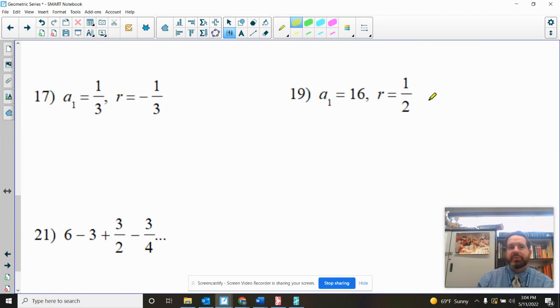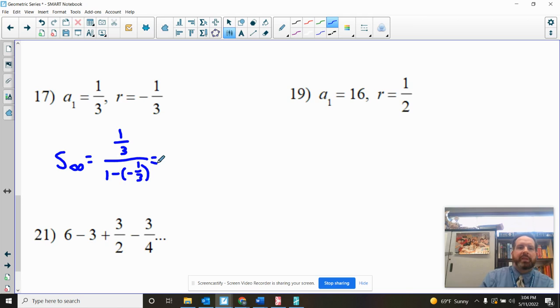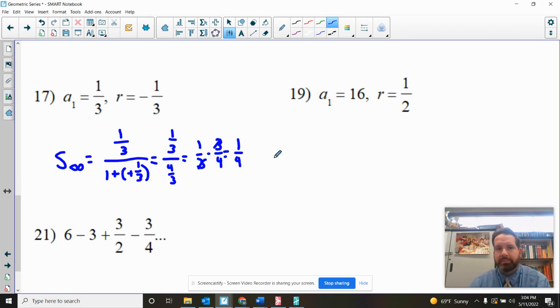These next two, well, these are actually even a little bit easier, aren't they? Because you don't have to guess what the first term and common ratio are. They straight up are telling you what the first term and common ratio are. So a1 divided by 1 minus r. This one, just for practice, let's review our fractions. Minus a negative is like plus. 1 plus a third, that's like 3/3 plus 1/3, which is 4/3. 1/3 divided by 4/3 is the same as 1/3 times 3/4. The 3 is reduced. This should come out to be 1/4.